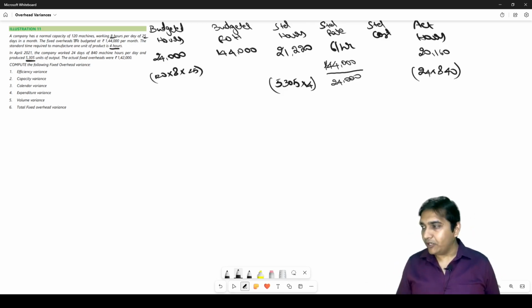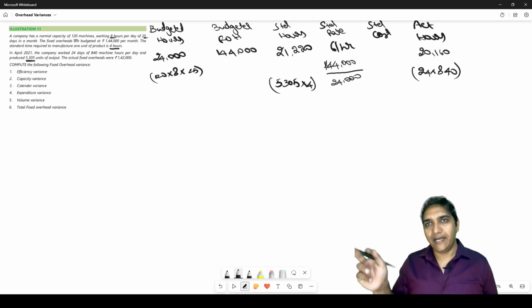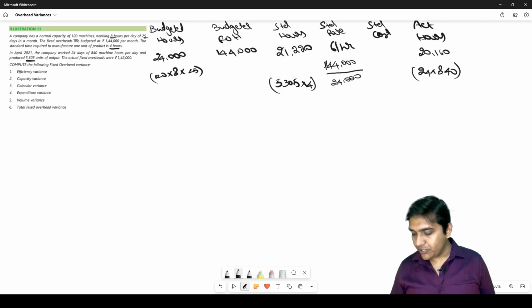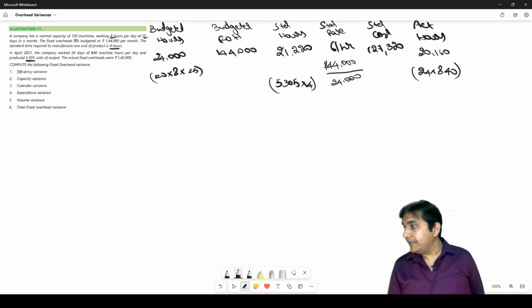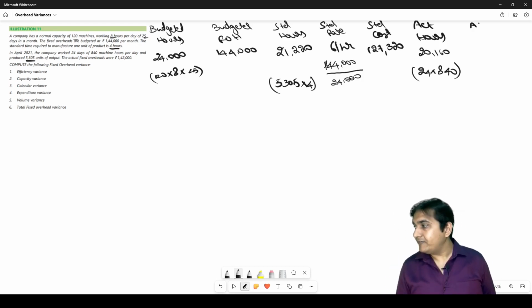So we have forgotten to calculate the standard cost. Its standard cost will be standard hours into standard rate, which is 21,220 into 6. You get 1,27,320.